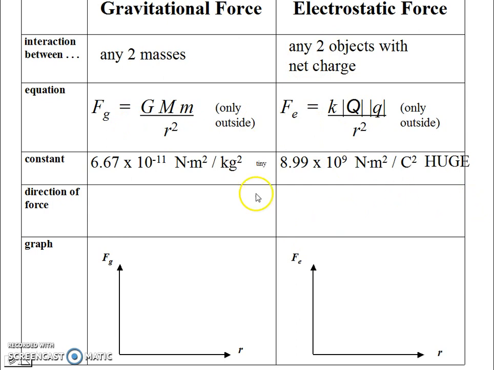Alright, let's take a look at the direction of the force. So what do masses do to each other when they interact in a gravitational sense? Okay, remember, Newton's law of gravity says they always attract. They're always attractive, right? Masses always attract masses.